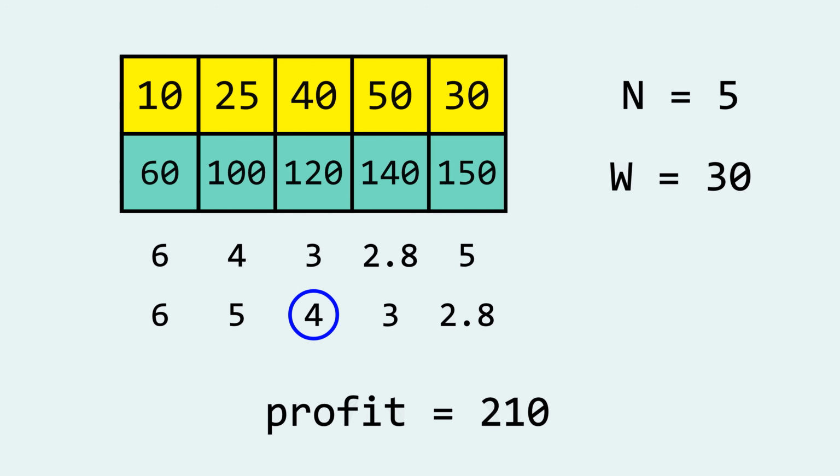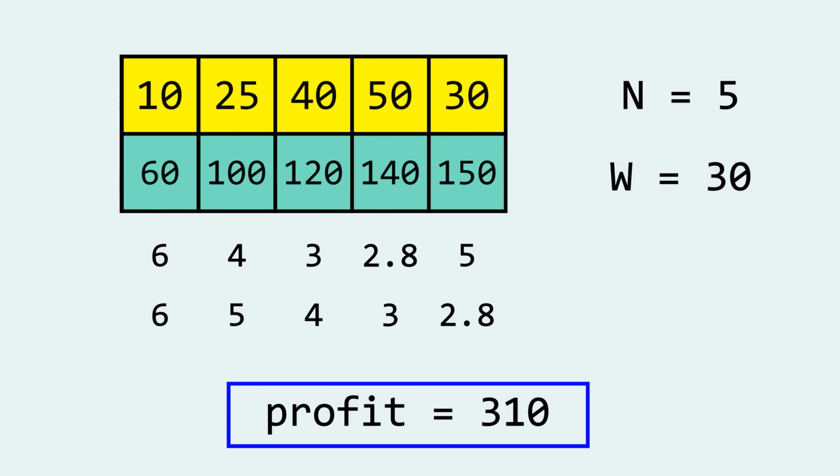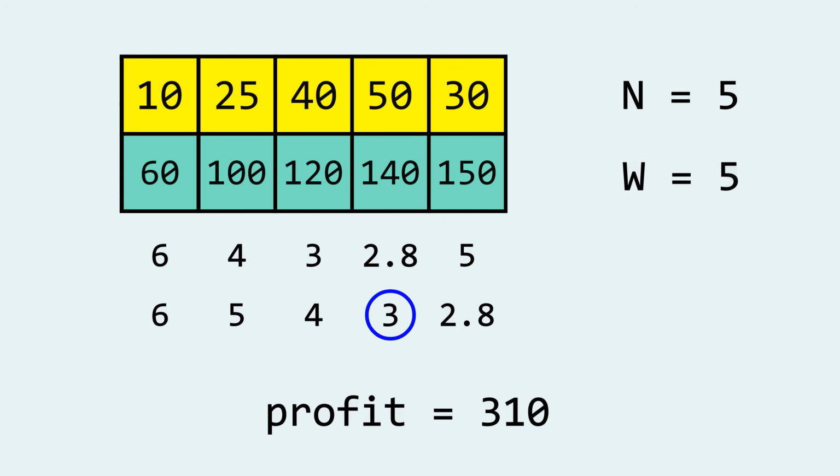Next we have an item with a ratio of 4. This item has a weight of 25 and the profit of 100. So we add 100 to our total profit and decrease the remaining capacity by 25. Next, we have an item with a ratio of 3. This item has a weight of 40 and a profit of 100.